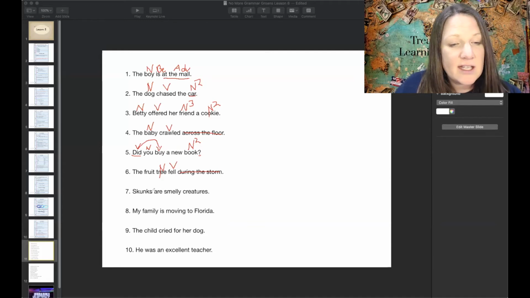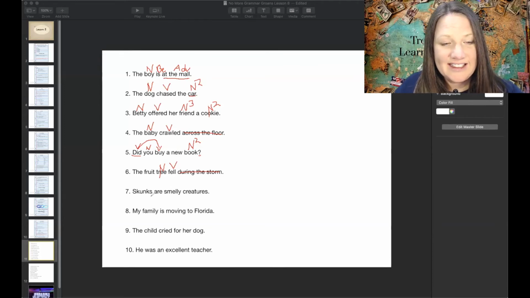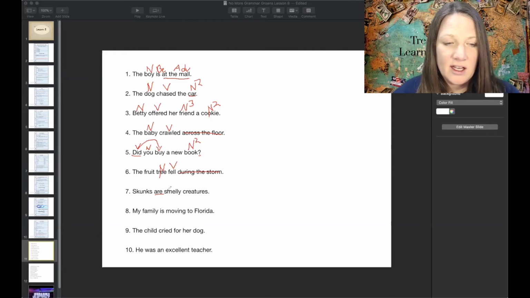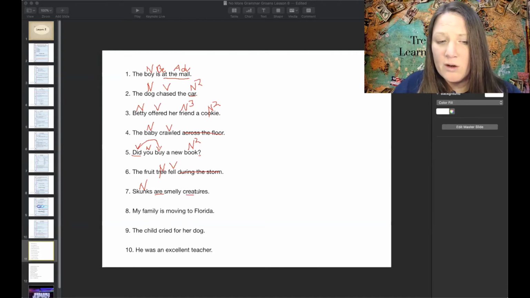Number 7, skunks are smelly creatures. Do you see a prepositional phrase? All right, so we have skunks are smelly creatures. I see a verb. What kind of verb is it, do you think? It could be a linking verb or a be verb. If it's a be verb, let's just underline it because we're not really quite sure yet. I see skunks, and then skunks are smelly creatures. Creatures is another word for skunks, right? So that would make this a linking verb. Skunks are, and creatures would be the predicate nominative, noun 1.